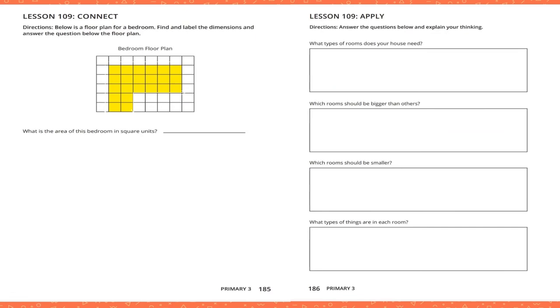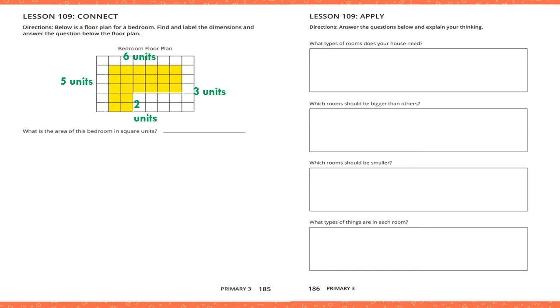Lesson 109, the connect part. Below is a floor plan for a bedroom. Find and label the dimensions and answer the question below the floor plan. Now, to know the length of the upper side, we have to count the square units. So it will be 6 units. And the left side will be 5 units. And the right one will be divided into 3 units and 2 units. So what is the area of this bedroom in square units?